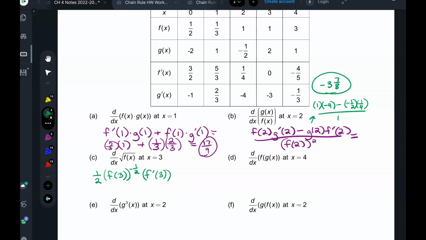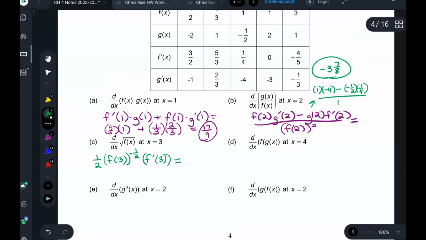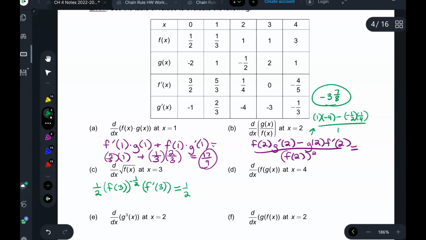Why isn't it the other way around? Wait. Okay, never mind, I get it. You're right. Rewrite it as f of x to the 1/2 power. But then f prime of 3. That's already f prime of 3, right? Well, what's f of 3? 1. So 1 to the negative 1/2 is still just going to be 1. Do you see it?